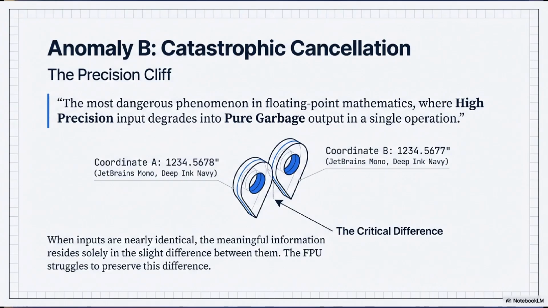So, what causes this disaster? Well, the setup for this crime is very specific. It happens when you subtract two numbers that are really big, but also almost identical to each other. Think of two GPS coordinates that are just millimeters apart. All the important information, that critical difference, is buried way, way down in those last few digits.